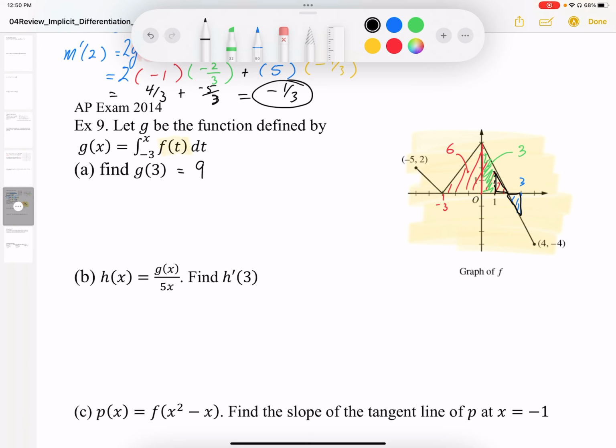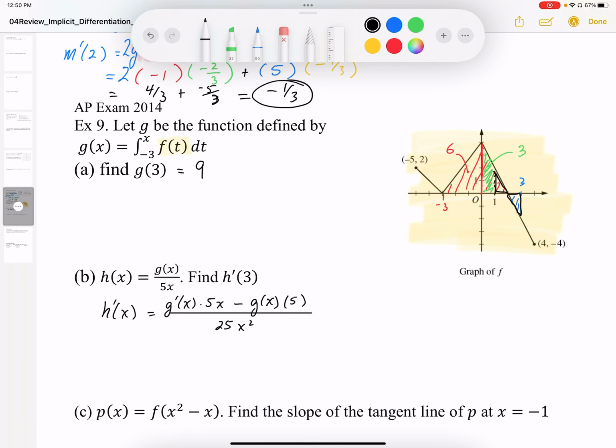Part B says h is a new function defined by g divided by 5x. Find h prime at 3. What that means is I need to differentiate, and when I differentiate this, I'm going to have to use the quotient rule. So I'm going to get g prime times the denominator, minus g undifferentiated times the derivative of 5x, which is just going to be times 5. And that's all over the square of the denominator, so 25x squared.